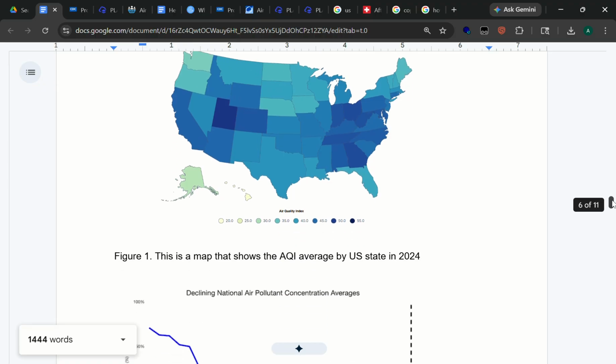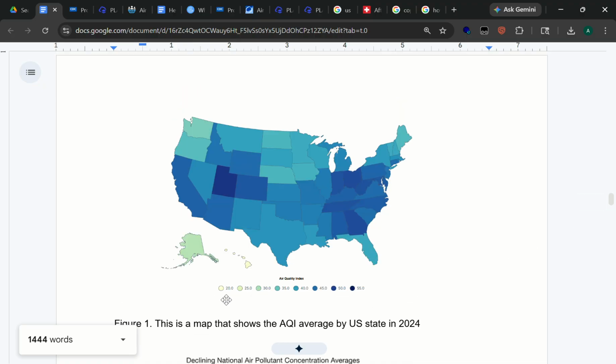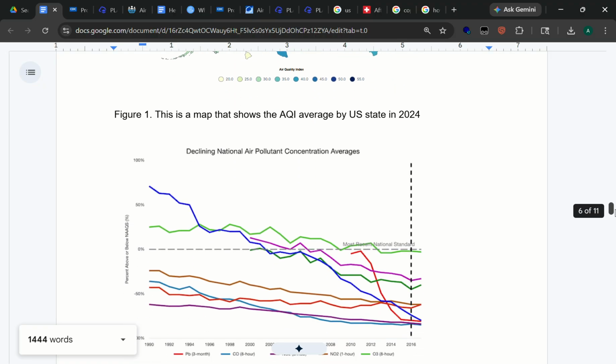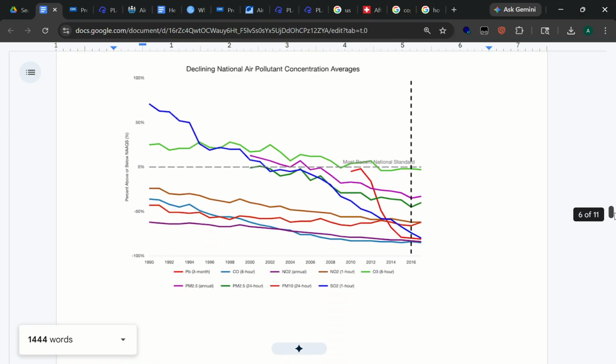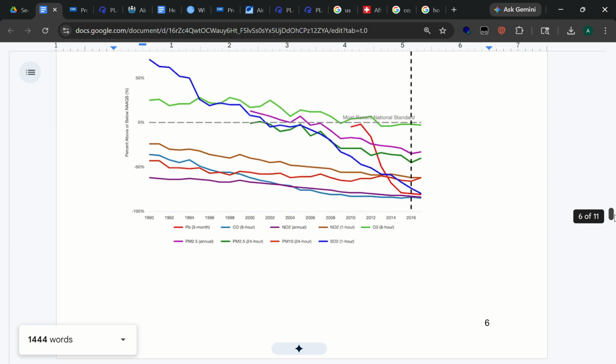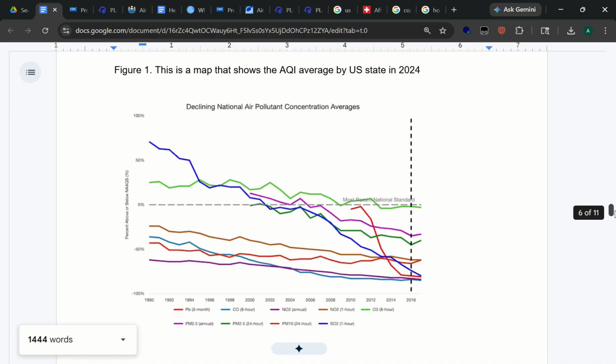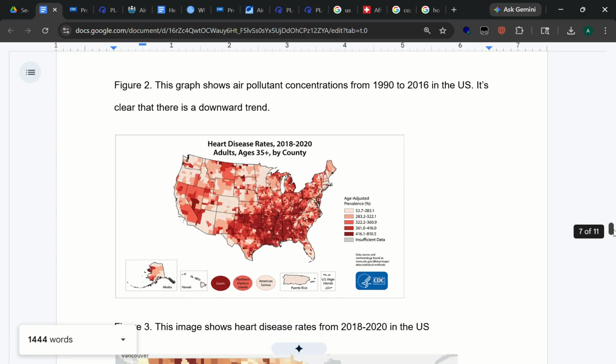This is air quality by state in 2024, I believe, and you can see the air quality index, where lower is better, so which ones had bad and which ones had pretty good air quality. And then this is the trend of air quality over time, which has been getting a lot better since 1990, especially because of the environmental policies that have been put in place through many acts, mainly the Clean Air Act. Then this is the rate of heart diseases in 2020 by county.